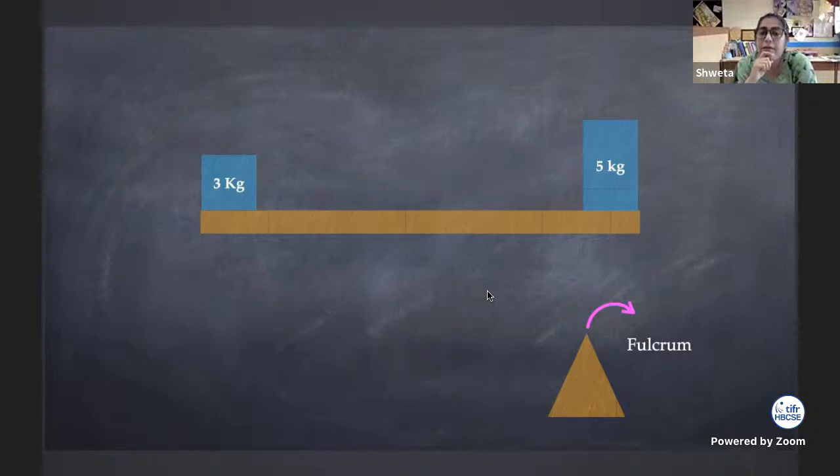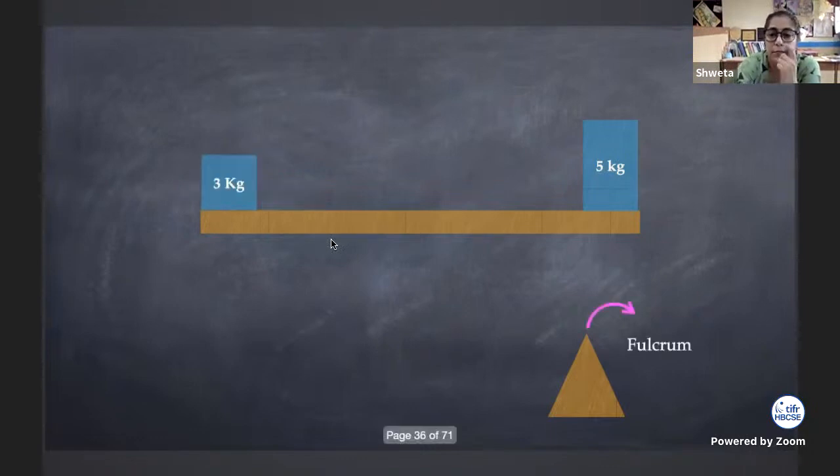So instead of asking whether we can balance 3 kg and 5 kg, I'm asking you another question. Where do you place this fulcrum such that 3 kg and 5 kg will both be at the same level? They're both at the same level.